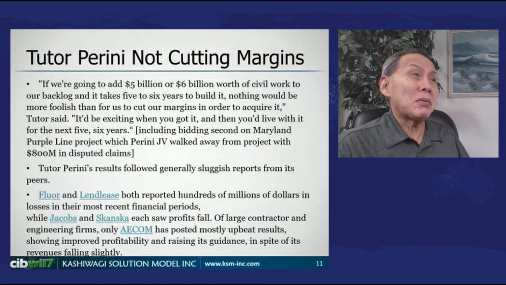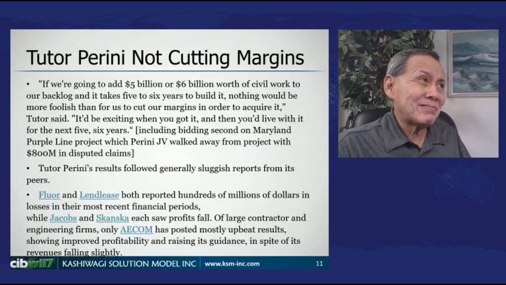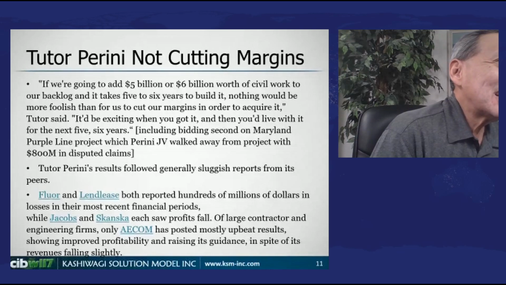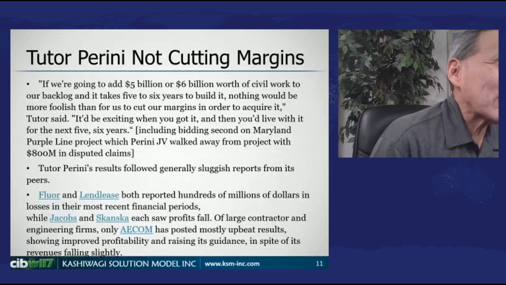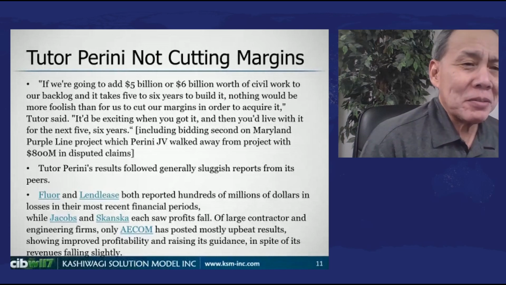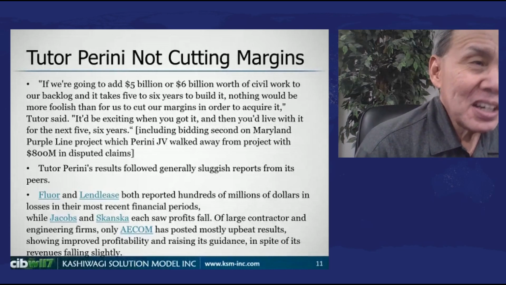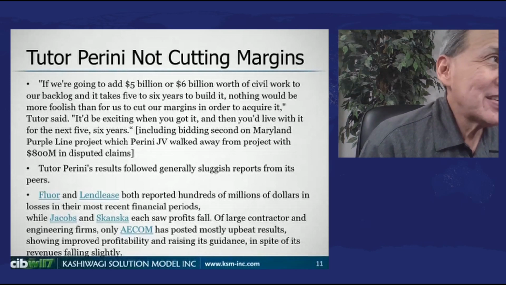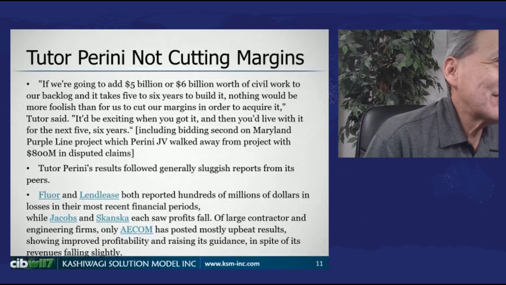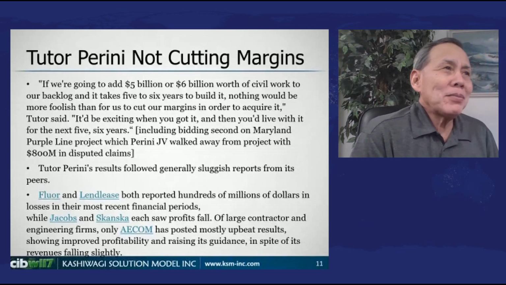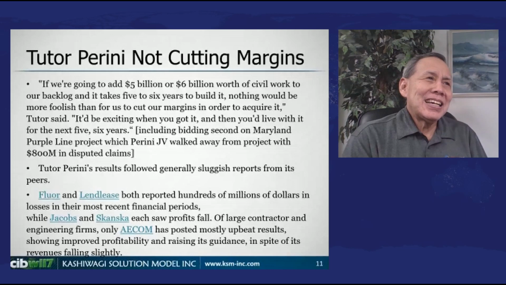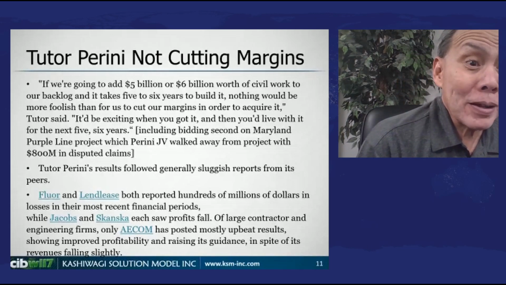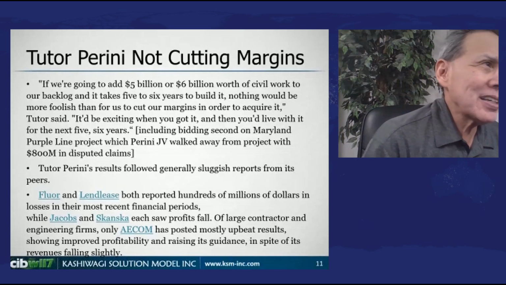And this is from the Perini company. Right. And what are they saying here? They're not going to cut their margins. Cutting margins means lower their price. They're not going to do this in order to acquire it. Yeah, they were bidding on a job that they didn't get. It is the Maryland Purple Line project, is the rail project that's currently ongoing. And guess what?